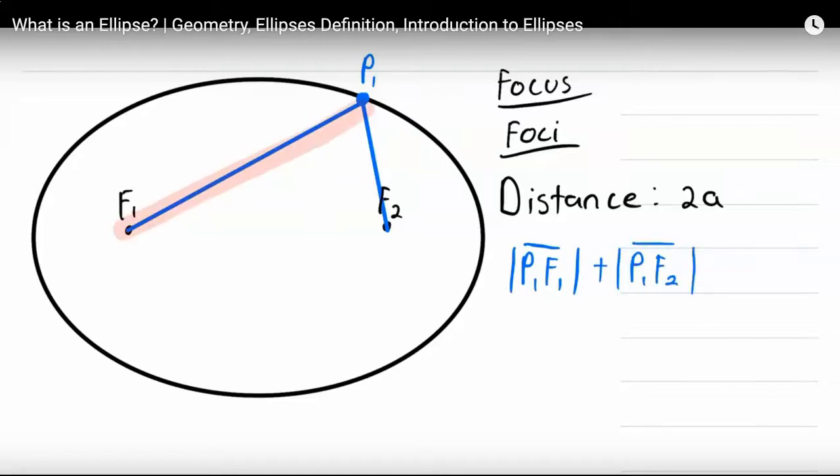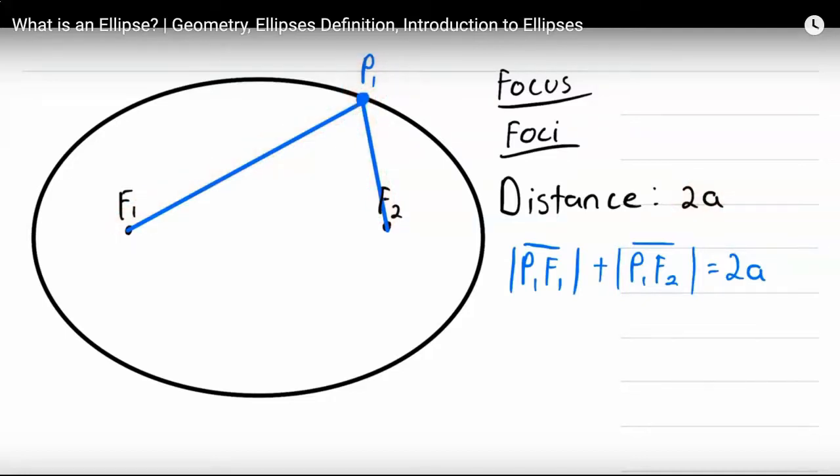So what do we get if we add the lengths of those 2 line segments? What we get is this distance that we chose, 2a. So given 2 foci and a distance, an ellipse is the set of all points such that for each point, the sum of its distances from each focus is equal to that original given distance.